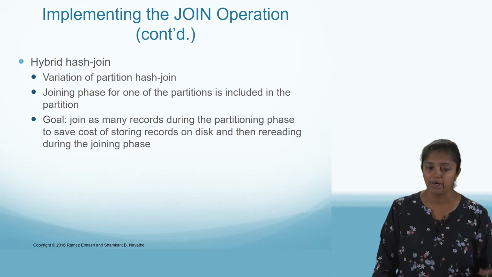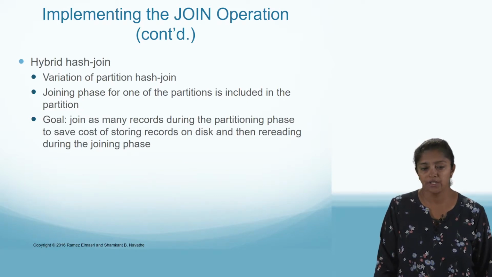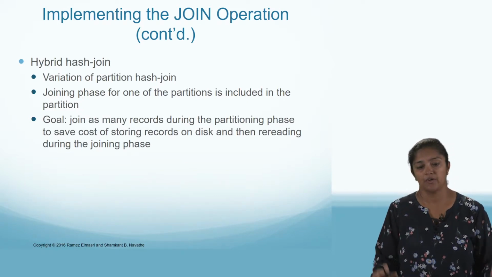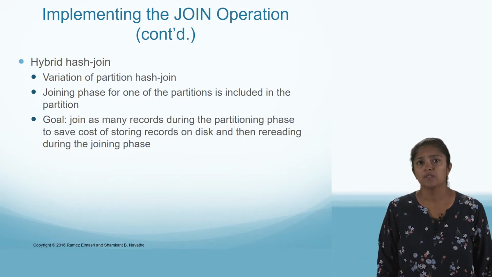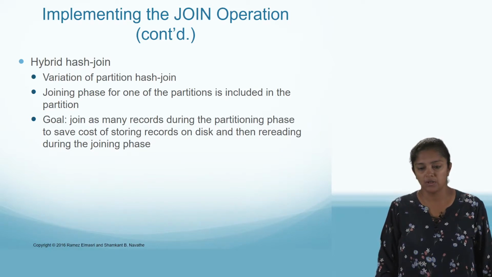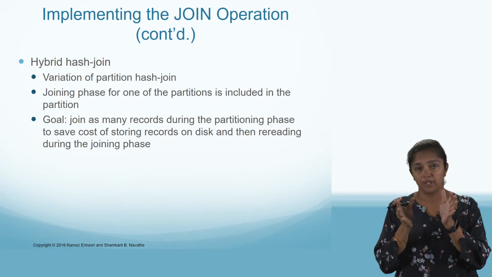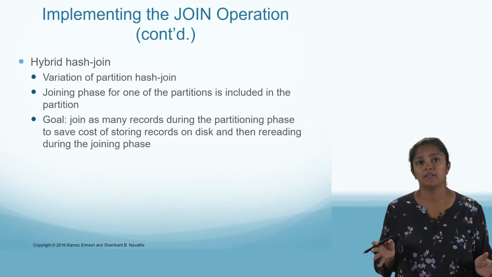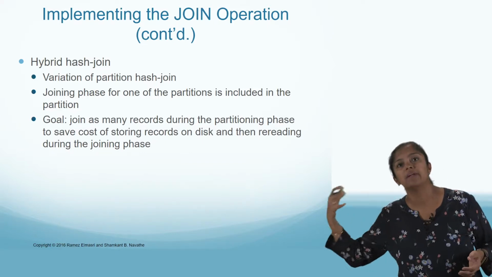And then there's a hybrid hash, which is a variation of the partition hash, where the joining phase of the partitions is included in the partitioning itself. So this is a hybrid one, and the reason it's there is for better performance. The goal is to join as many records as possible during the partitioning phase, so that we can save the cost of storing the records on disk and then rereading them.